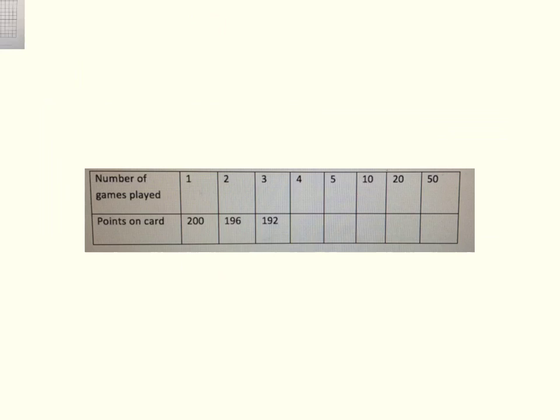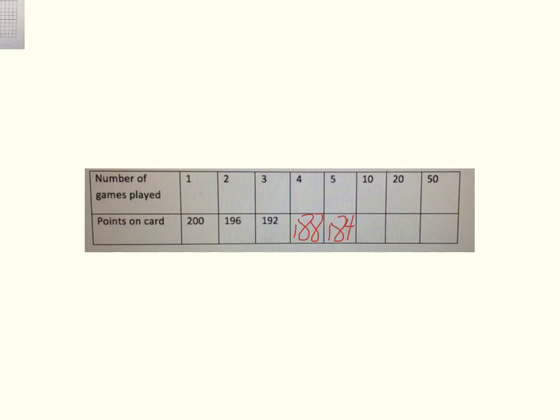Our first practice problem deals with the amount of points on a Dave & Buster's card, as shown on this table here. So as you can see, as the number of games increases by 1, the number of points is going down by 4. So let's continue that on the table, going down by 4. So that would be 188, 184. Now we've increased here by 5.